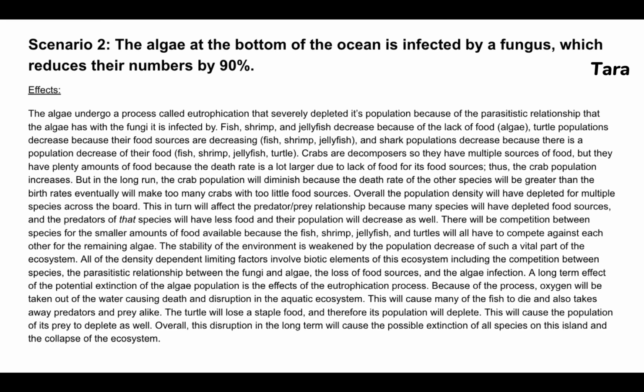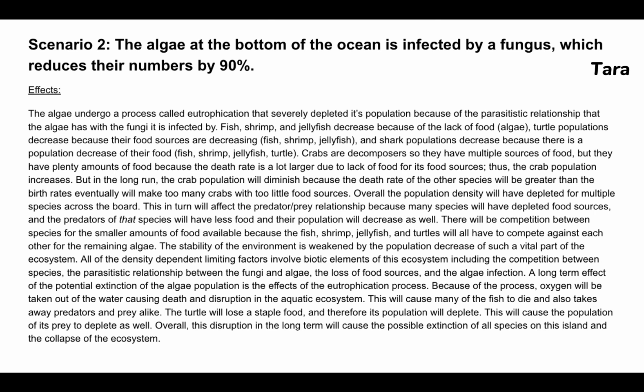One of the long-term effects of a potential extinction. So one of the long-term effects is a potential extinction of the algae population because of the effects of the eutrophic process. Because of this process, oxygen will be taken out of the water, causing basically death and disruption to the aquatic ecosystem. This will cause many of the fish to die and also takes away predators and prey alike.